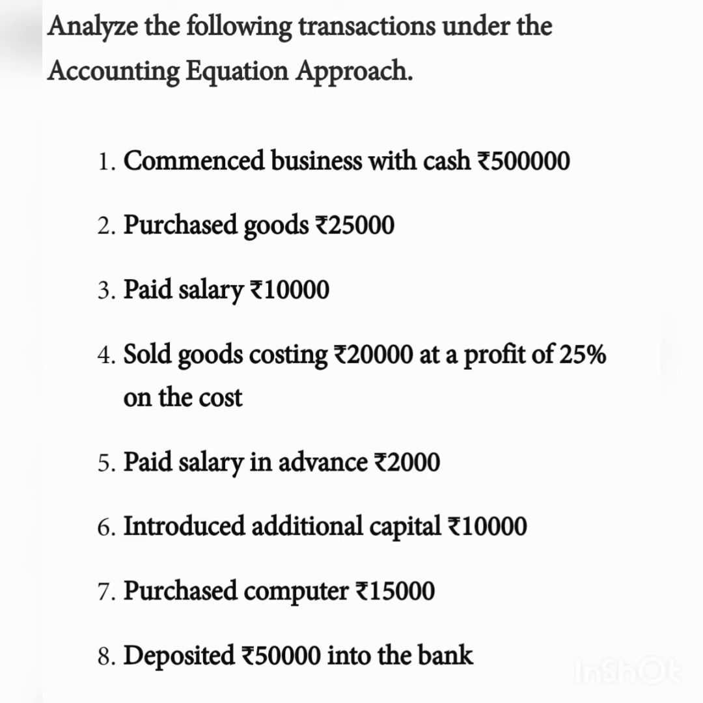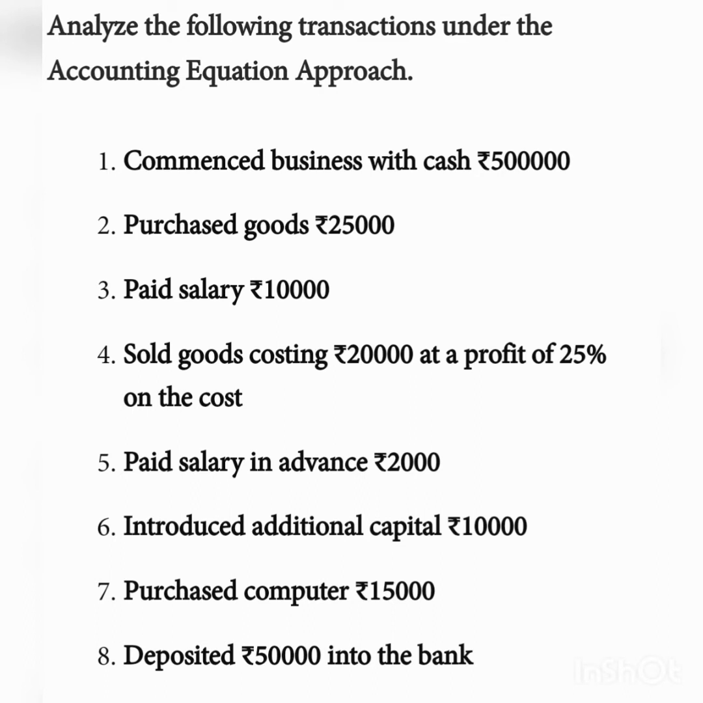Then next transaction is purchased goods for rupees 25,000. The two important accounts are stock account and cash account. When we purchase the goods, there is an inflow of goods in the business. So we have to open stock account, then show an increase of rupees 25,000 in stock account. When we purchase goods for cash, that means there is an outflow of cash. Cash will come under asset side. So record 25,000 as deduction from the cash balance.